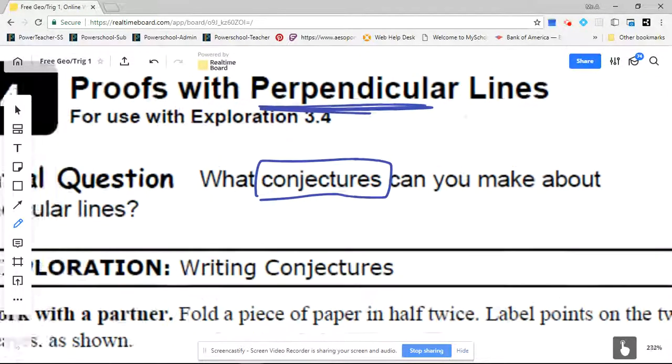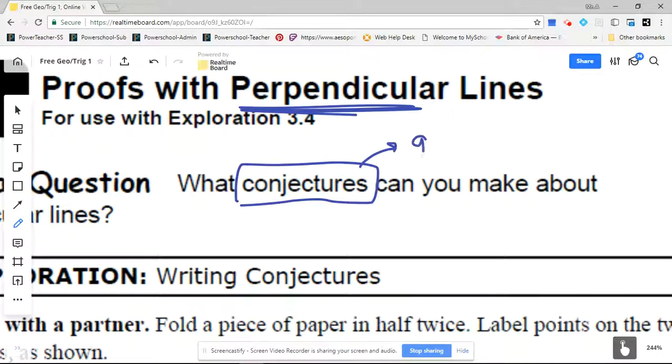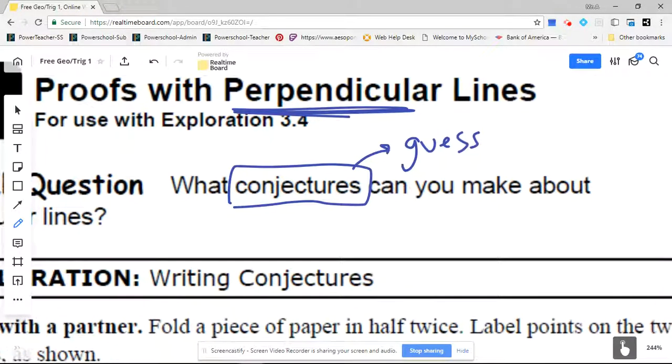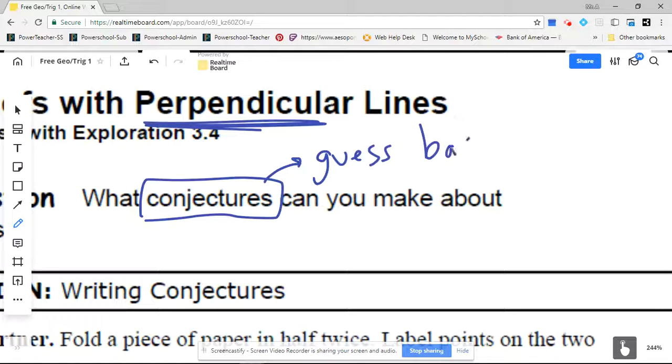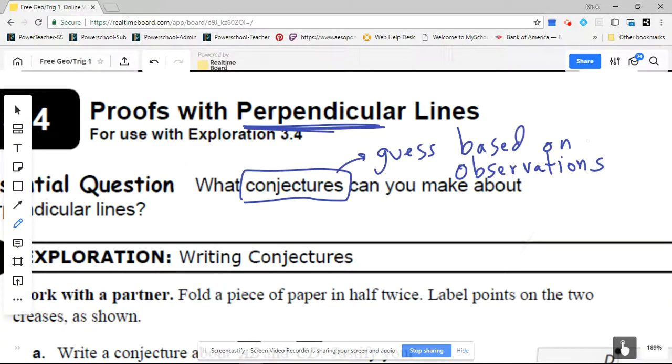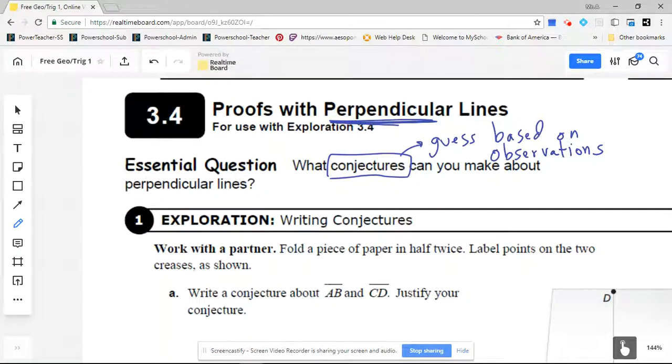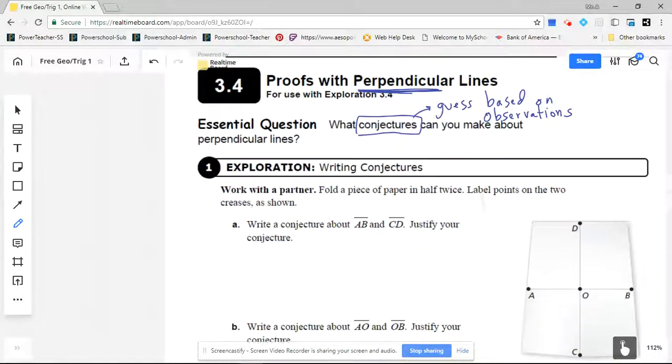So here's what I would put for conjecture: a guess based on observations. So you could use the whole technical definition of an unproven statement based on observations, but it's kind of like your guess as to what's going to happen. It's like a hypothesis in science. You're going to try to prove it. You're trying to prove that it's true.